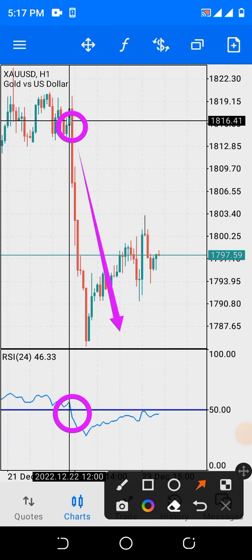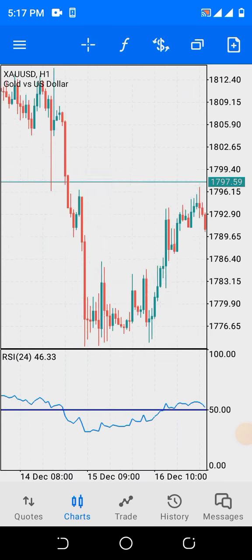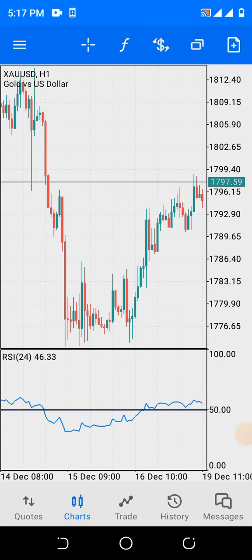So guys, this is the only strategy you need to make it massive trading gold. I call it the golden strategy for trading gold.